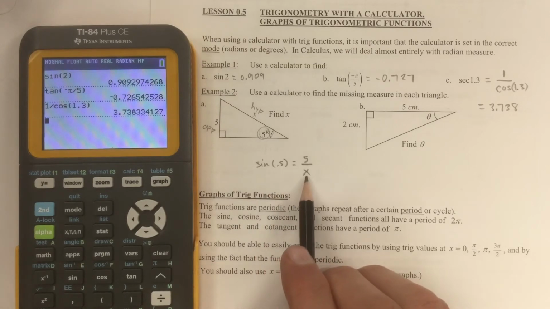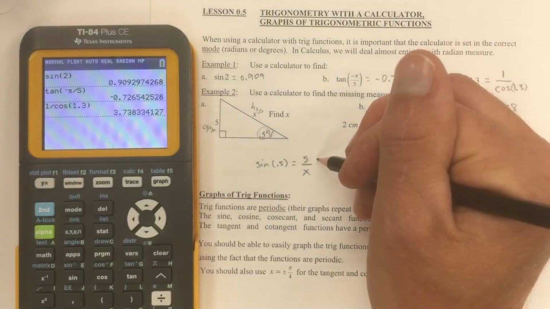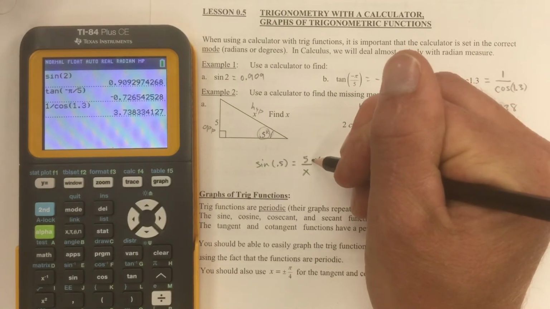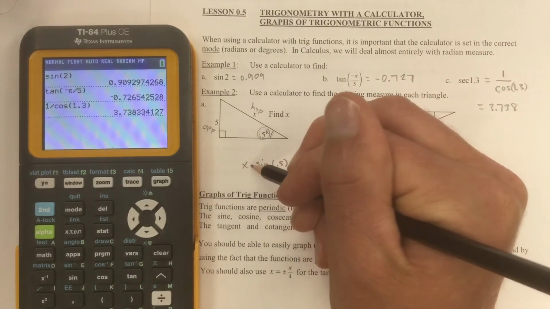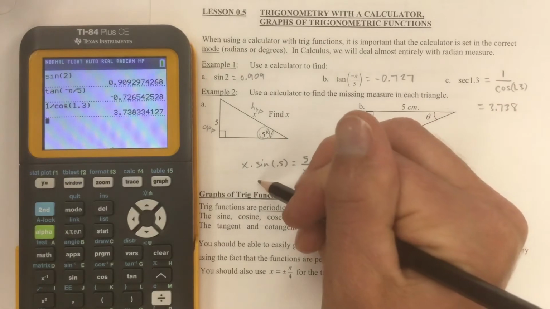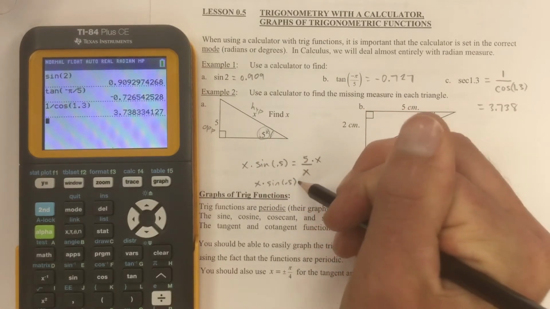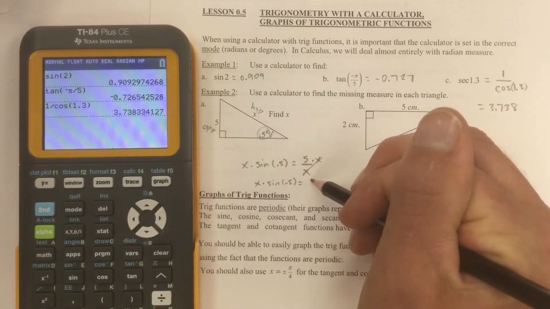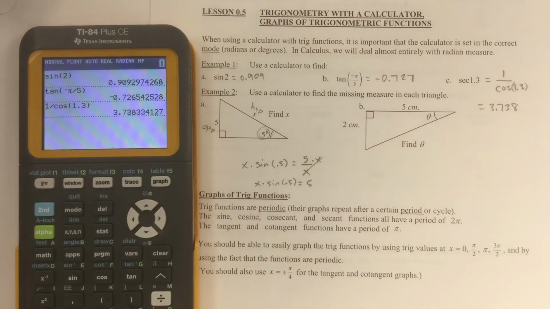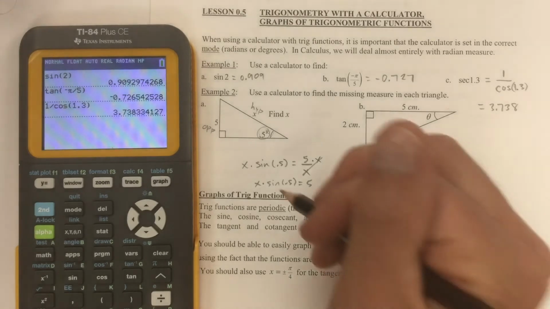I want to get x by itself. That's what we're trying to find. So I'm going to multiply by x just to get x off the bottom of the fraction, multiply by x over here. Now we have x times the sine of 0.5 equals, and those cancel out, so equals 5. I'm going to divide by the sine of 0.5.